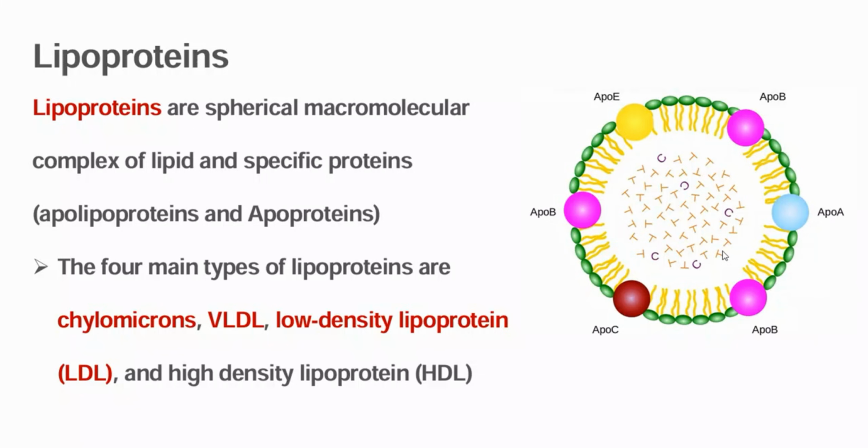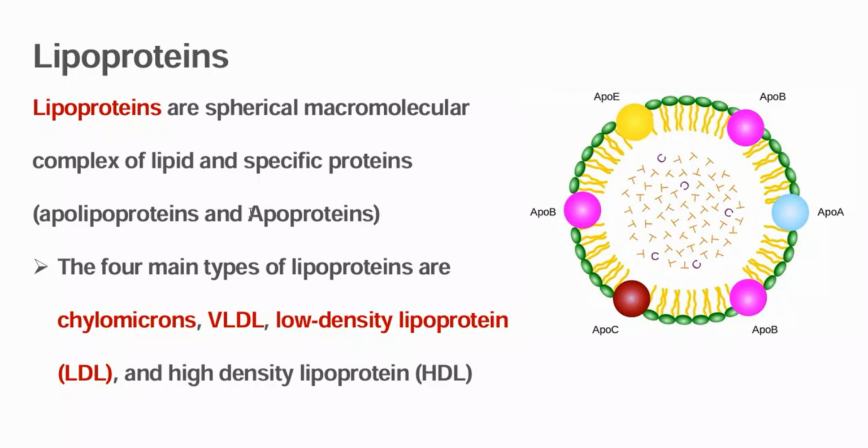And now let us understand the lipoprotein. Actually, lipoproteins are spherical macromolecular complexes which combine lipids and proteins. So lipids and apoproteins are both combined here, so it is called a lipoprotein.